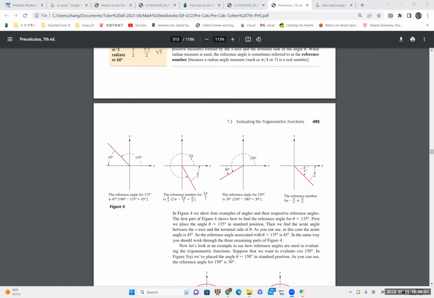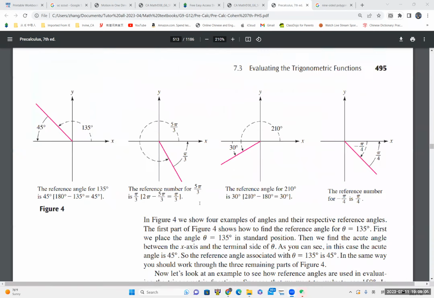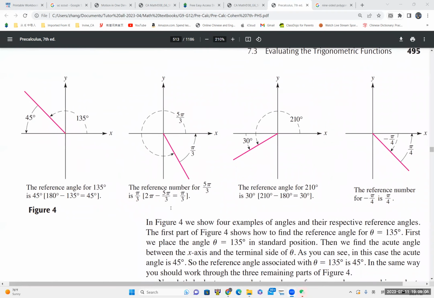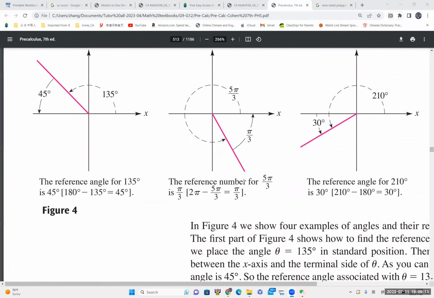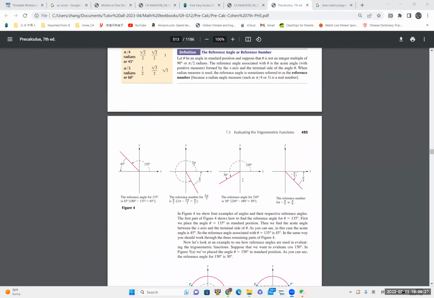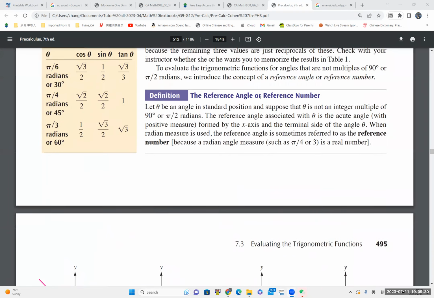The reference angle, reference number for 3 pi over 3. So it's just like a reference angle in radians, right? So let's say here again: when radian measure is used, the reference angle is sometimes referred to as the reference number. Okay, this is its definition.